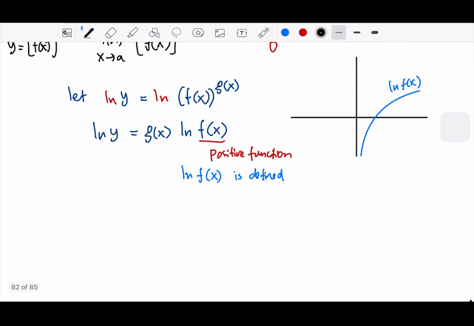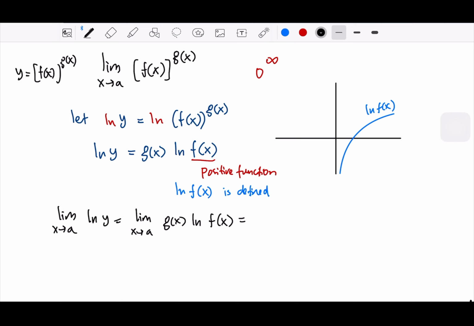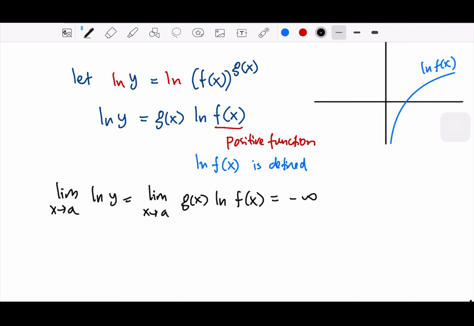Now we take the limit of this ln y, and take the limit also of this part, g of x times ln of f of x. When we take the limit, remember that when we move x closer to a, if you look at our trends, where will it be going? If we go from the left side, it's going down, right? It's going down. So this will be equal to negative infinity.